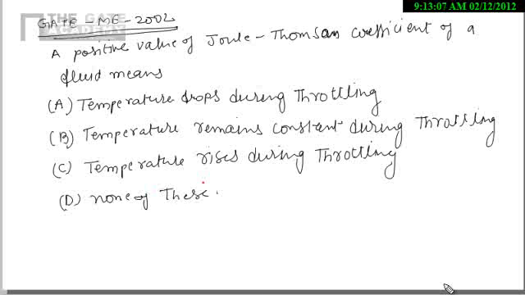We have already discussed in the theory that a positive value of Joule-Thomson coefficient will lie in the cooling region, meaning the temperature will decrease. Among the options, for decreasing temperature, only option A is correct, temperature drops during throttling. So the correct answer for this question is A.